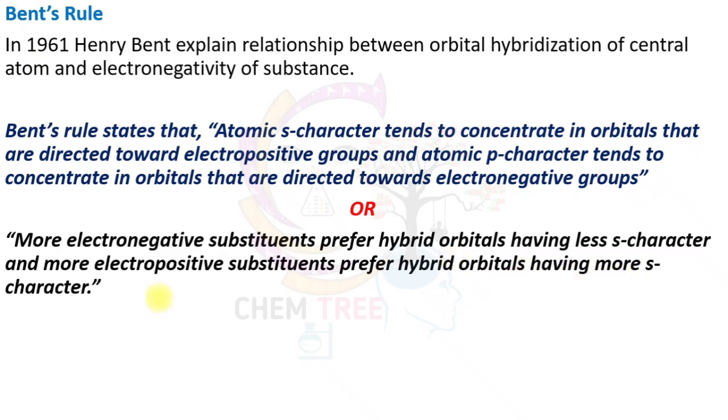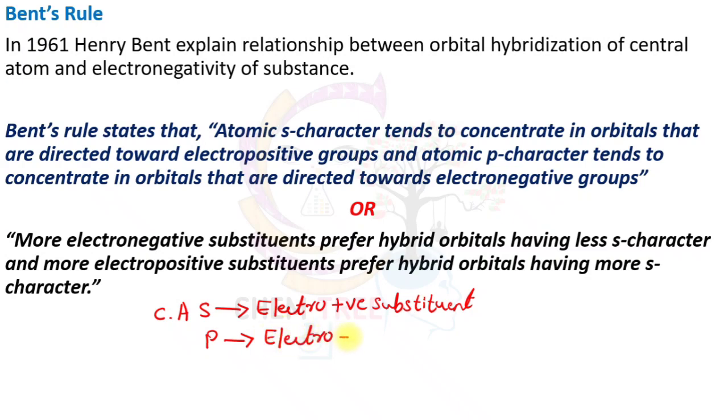We can say like this: a central atom has both s and p character. The central atom sends its s character to the electropositive substituent. The p character will be preferred by the electronegative substituent.